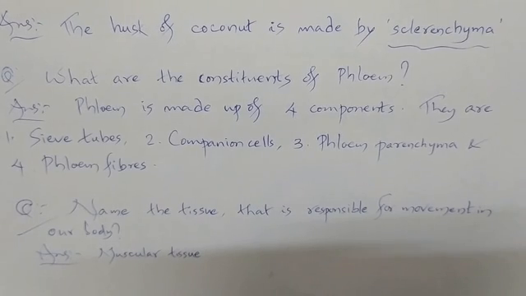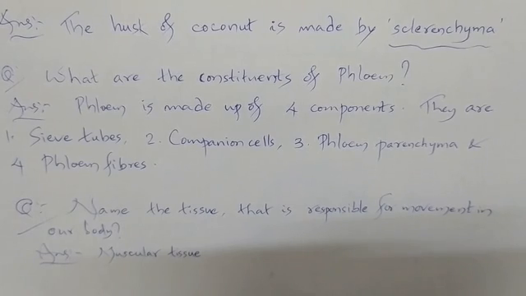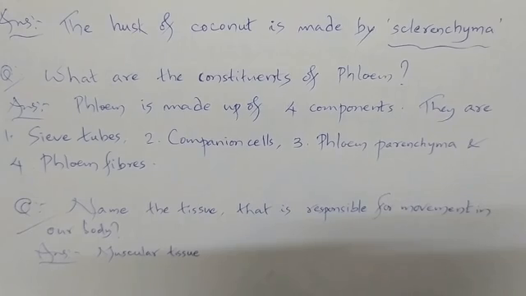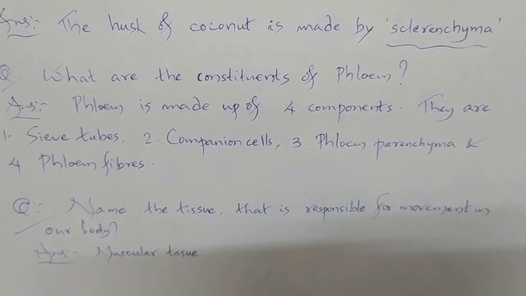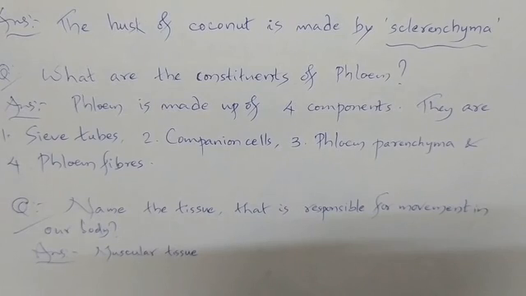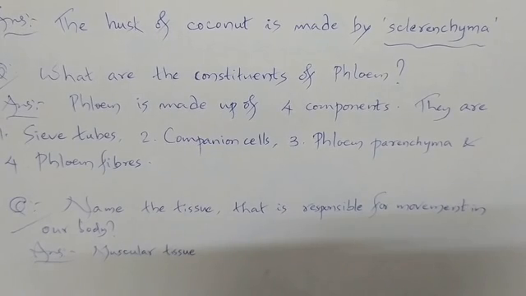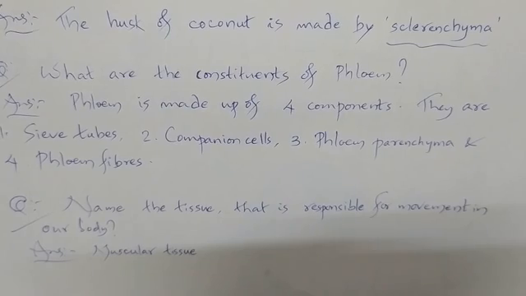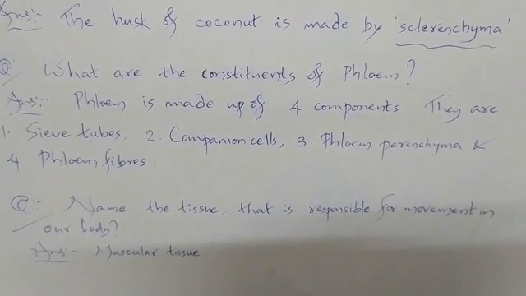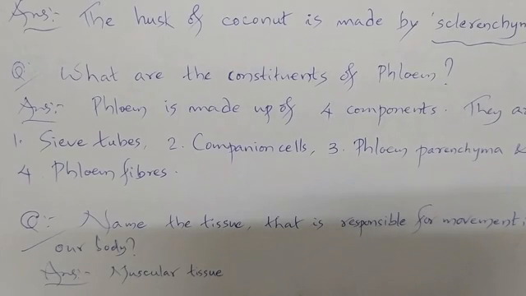What are the constituents of phloem? Xylem and phloem are vascular tissues, and each tissue is made up of 4 components. In the same way, phloem is made up of 4 components. They are sieve tubes, companion cells, phloem parenchyma, and phloem fibers.